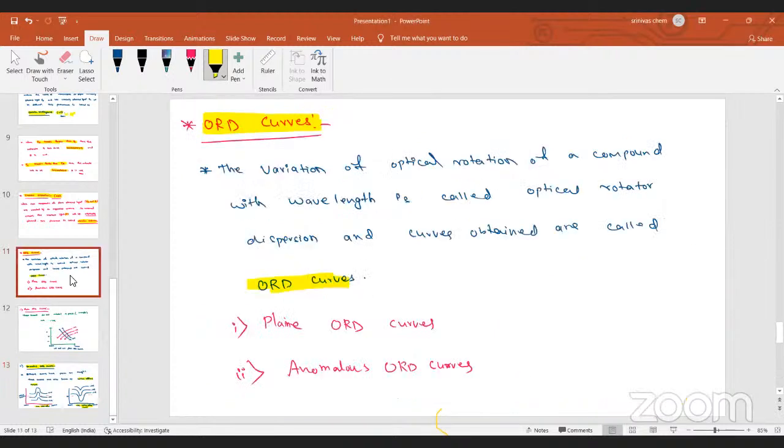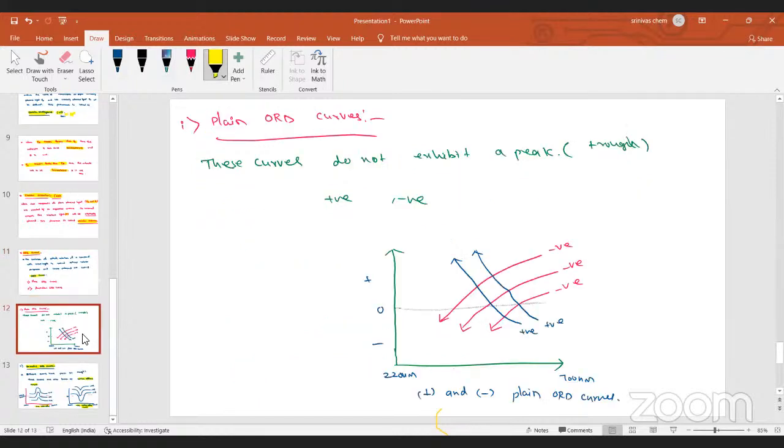So these are ORD curves. The variation of optical rotation of a compound with wavelength is called optical rotatory dispersion (ORD), and the curves obtained are called ORD curves. First one, plain ORD curves, and second, anomalous ORD curves. So what are plain ORD curves? These curves do not exhibit a peak, and are classified into positive and negative plain ORD curves.